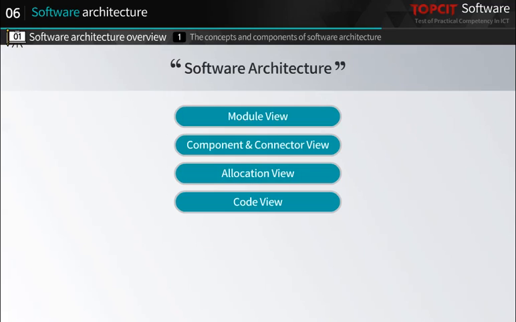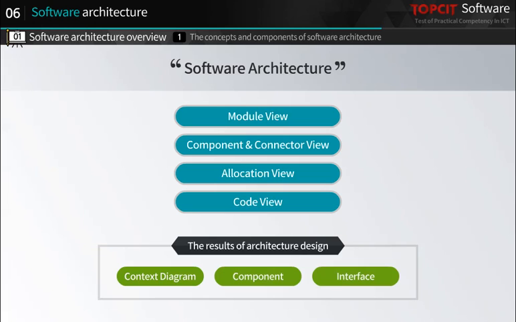Next, the software architecture consists of 4 views: module view, component and connector view, allocation view, and code view. Also, as a result of the architectural design, the context diagram, component specification, and interface specification must be derived.